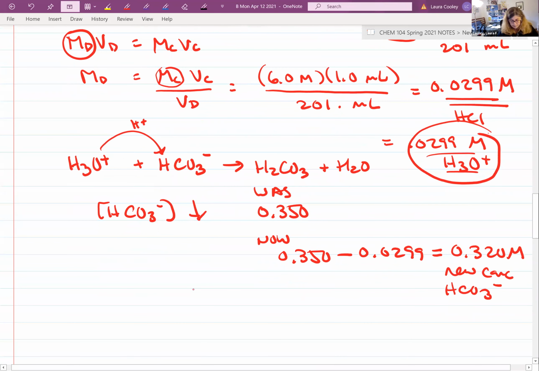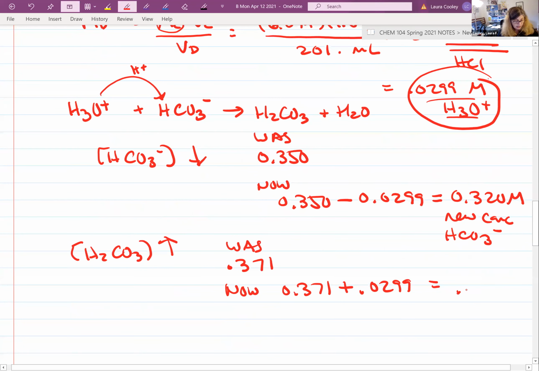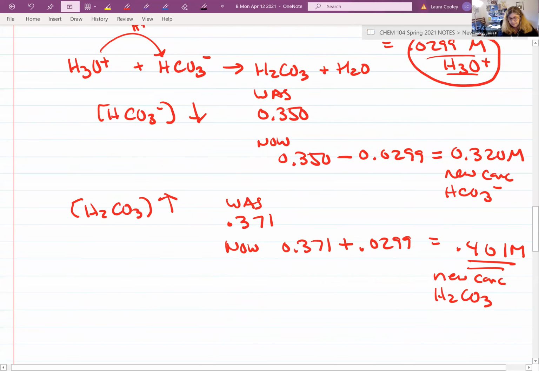At the same time, the concentration of H2CO3 is going up. It was 0.371, but now it's 0.371 plus 0.0299, which is 0.401 molar. So this is the new concentration of H2CO3. But what we do is we use the same equation. pH is pKa plus the log. And now we simply adjust and put in these new amounts.